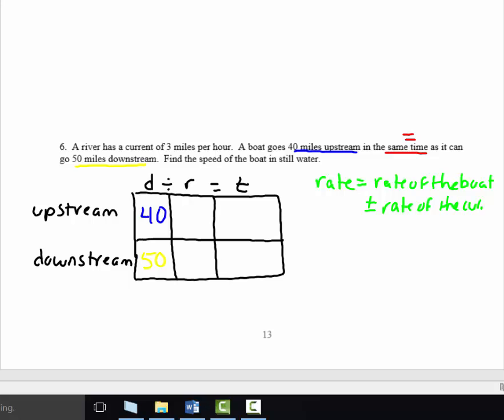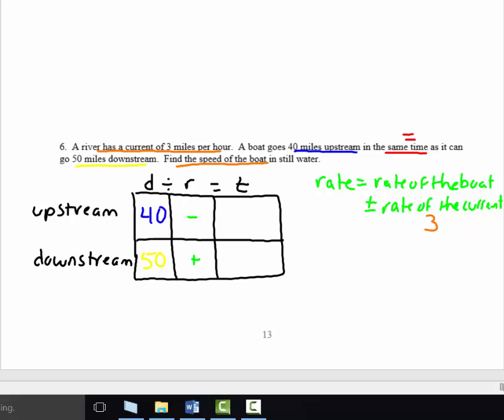current. Now why is that? Because the current is either going to help you go downstream or it's going to slow you going upstream. So which one goes with which? Well, upstream has to be a minus because it's going to slow you down. Downstream has to be the plus one because it's going to help you go faster. So you need either the rate of the boat or the rate of the current. So reading what the problem says, it says a river has a current of 3 miles per hour. So we know the current is 3.